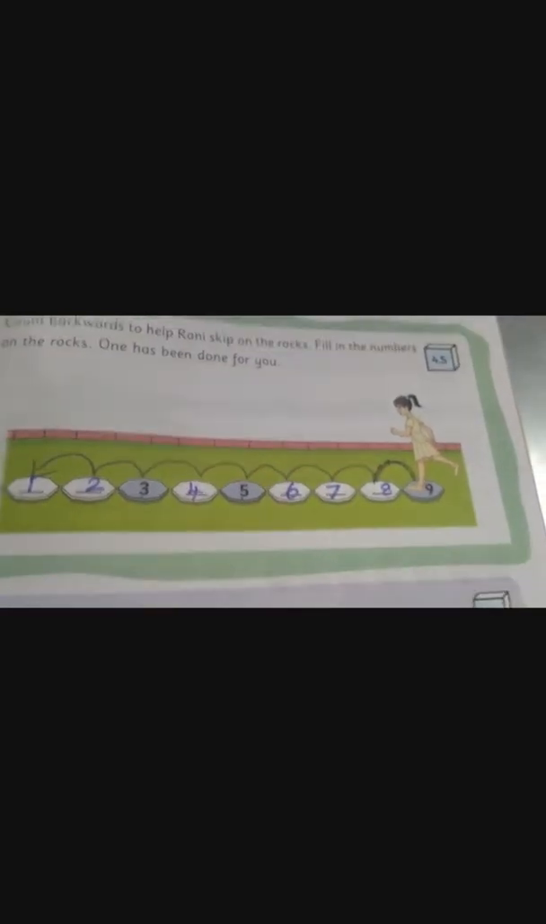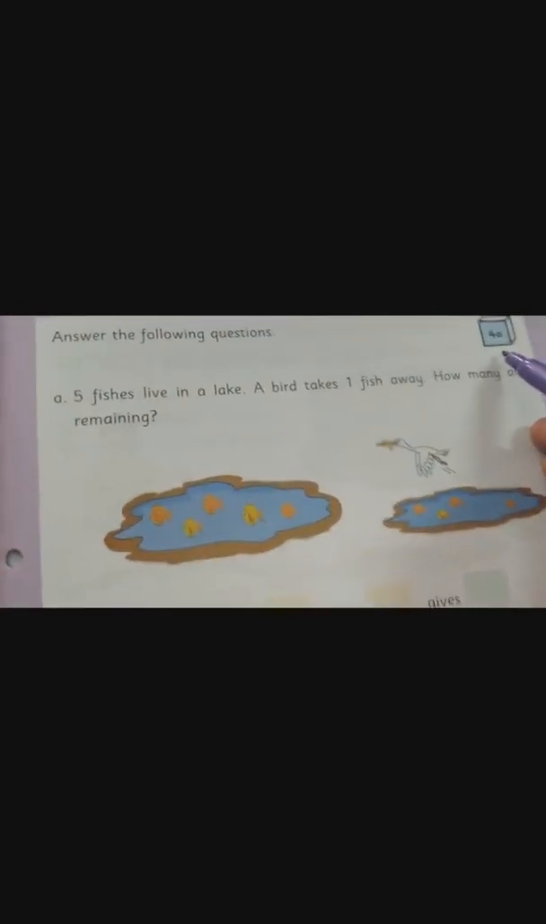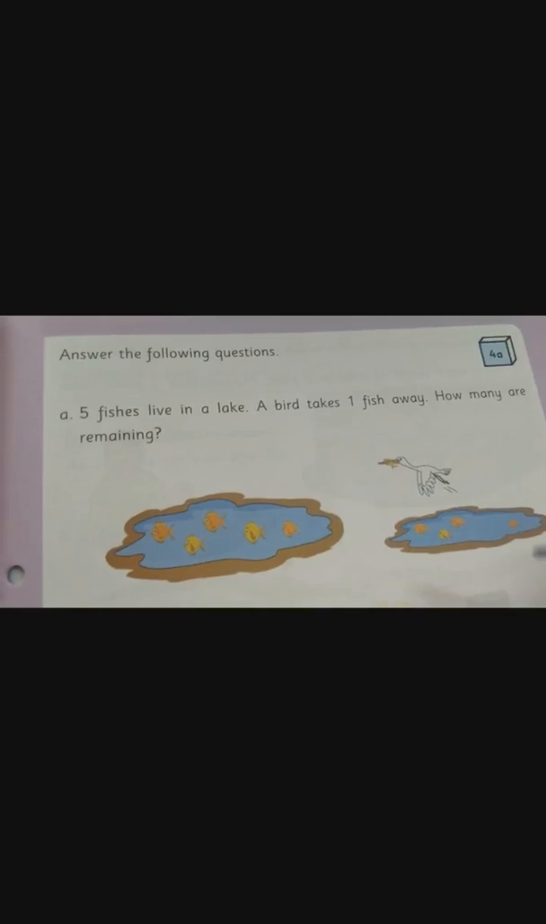See, Companion 1A is home fun, children. Everyone take your companion book. Companion book, page number 19. 4A is the home fun for you. I am going to explain how we want to do this home fun.